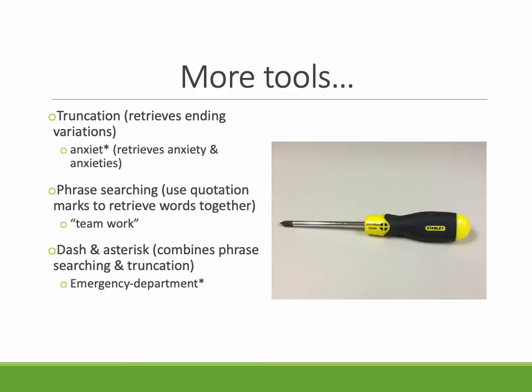So here are some other tools that you may use. I mentioned truncation already and how you can use that. Phrase searching, I just explained that to you. Dash and the asterisk. So in PubMed, if I put emergency dash department, that's another way for me to tell PubMed that I want you to look for those words together. They have to be right next to each other. And putting the asterisk on the end means I'm telling it to look for emergency department as well as emergency departments, plural. So it just kind of saves me some space. I don't have to spell each thing out.